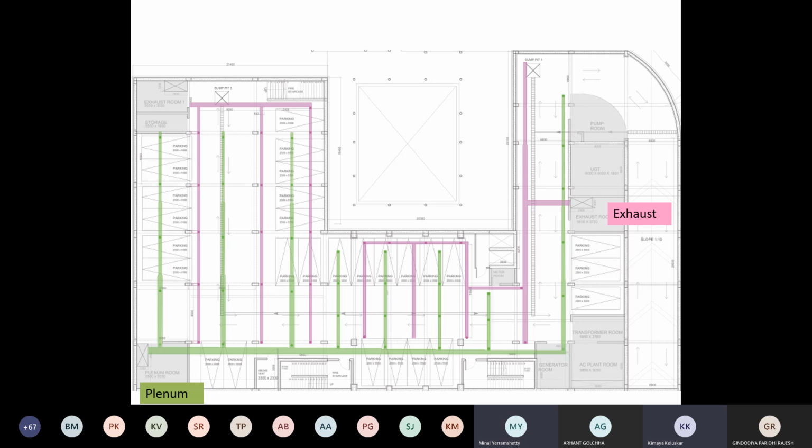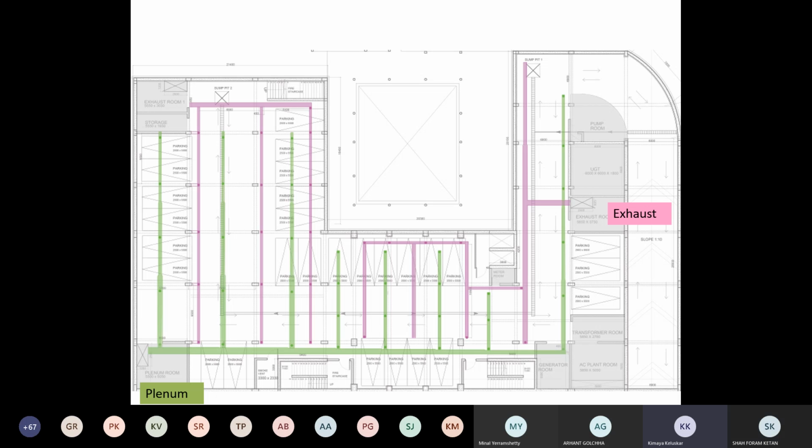So regarding the fire, what I was trying to make a point. You want to say something? Yeah, I was saying there is one plenum room, but there are two exhaust rooms. Shouldn't there be an equal proportion of plenum rooms and exhaust rooms? No.